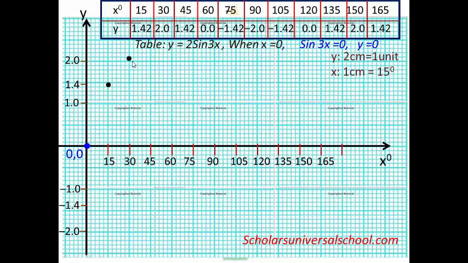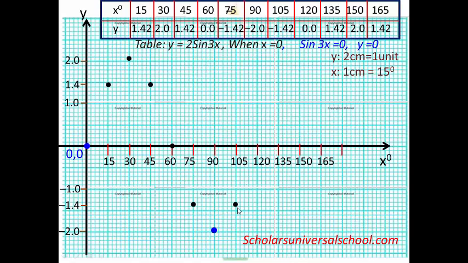Then the next one, we have 45, and 45 will be plotted with 1.42 again. You can see that the graph is coming down again. For 60, we have 0.0 here. For 75, we have minus 1.42. For 75, it means that we are coming to somewhere here. Somewhere here, you can see that. Then 90, minus 2.0, this is the line for minus 2.0 and 90. So here, can you see it?